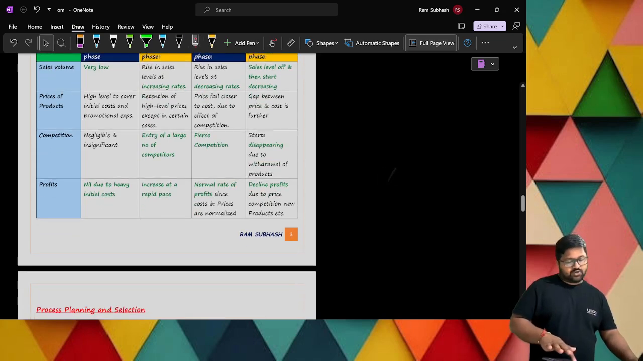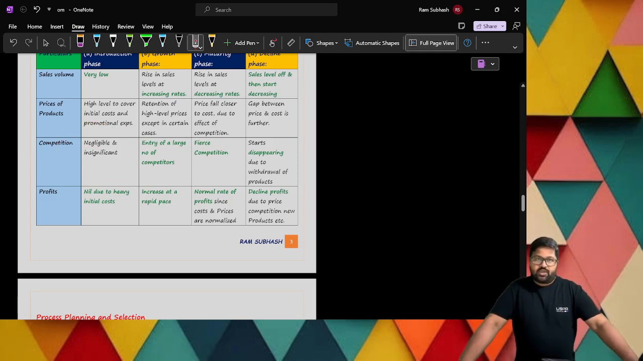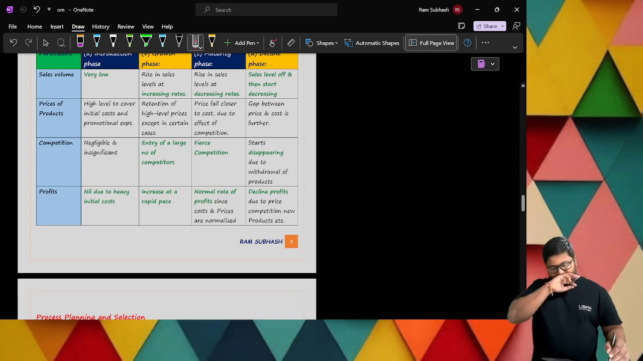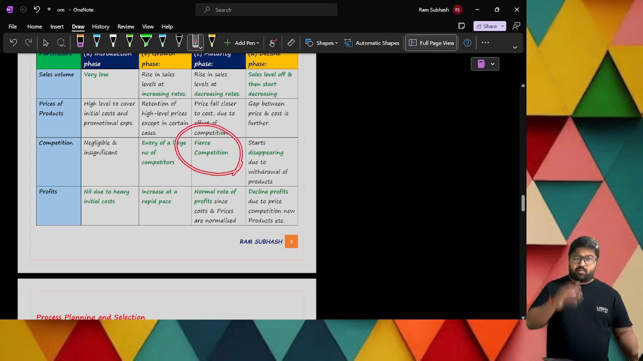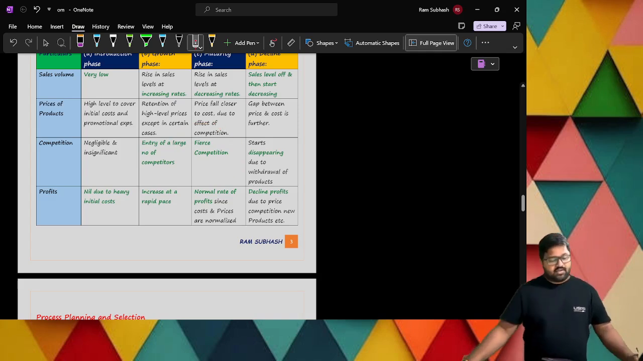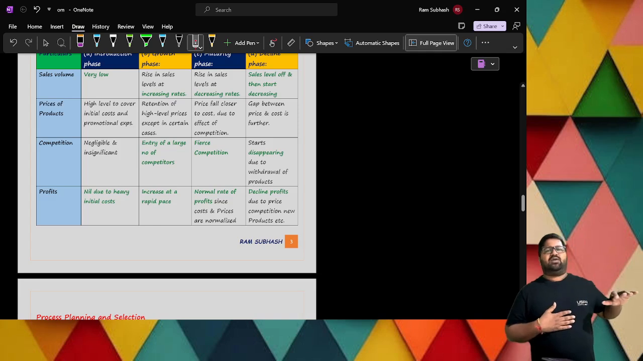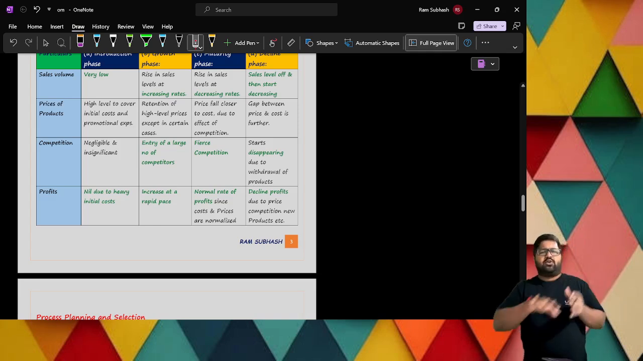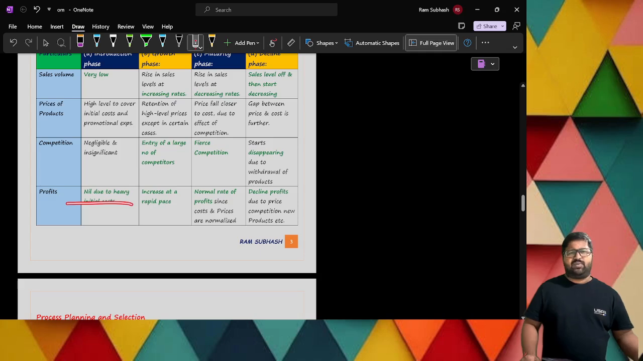Next, competition. In the initial stage we don't have any competitor because we are the ones who introduced the product. Next, there is a chance for entry of competitors; slowly they will enter, and now the competition is very high. In the last stage, we start to disappear, and we want to remove our product from the market. Slowly we drop out. Profits: in the initial stage we don't get any profits because we have high cost. These points are self-explanatory.